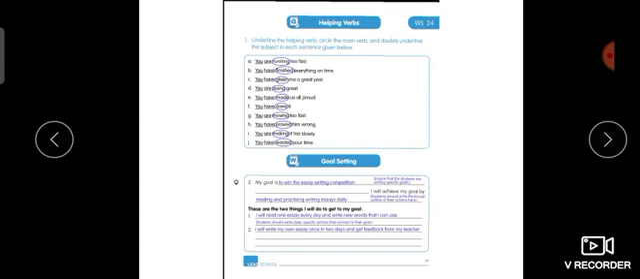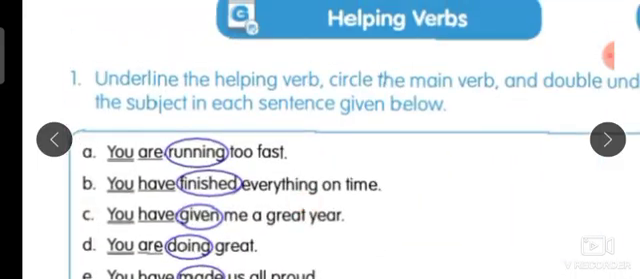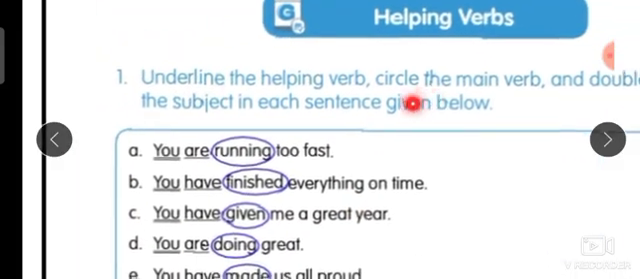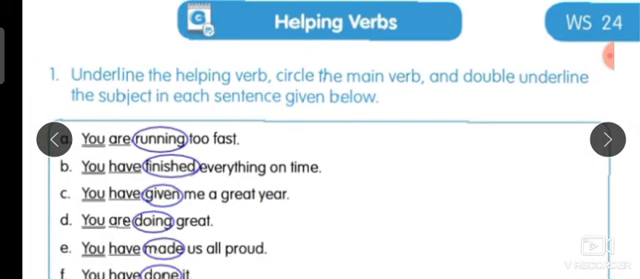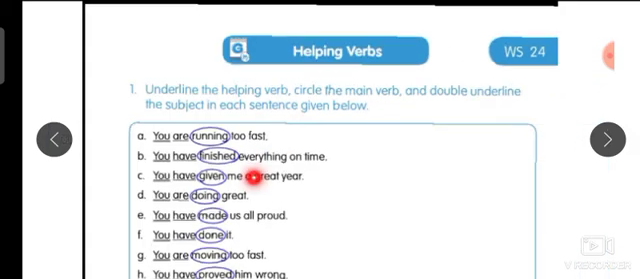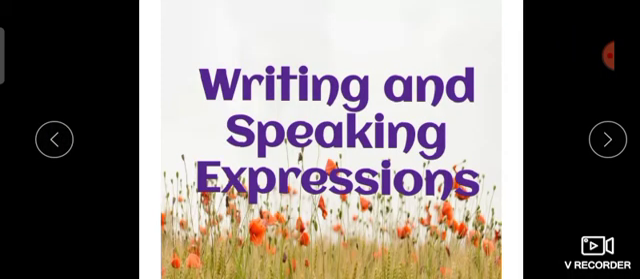Okay? So here you can see, underline the helping verb, circle the main verb and double underline the subject. Okay children? So look, for the helping verb we must draw a single line, we have to circle the main verb and double line the subject. So complete this neatly in your workbook, children.